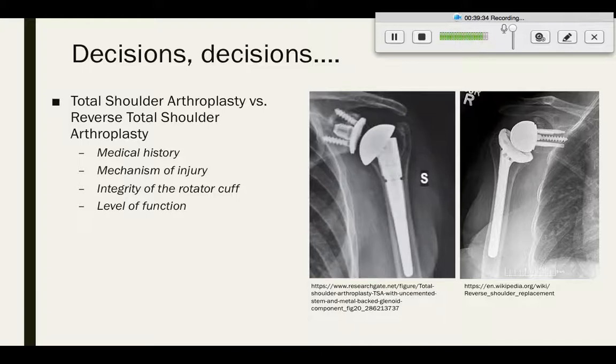So on the left is a picture of a TSA. That's when they replace the head of the humerus and the glenoid. And then on the right is a reverse, where the ball is now where the glenoid was and the socket is where the head of the humerus was. So factors to consider: medical history, the mechanism of injury, the integrity of the rotator cuff is a big one, and the level of function. And we'll get into this a little bit more.